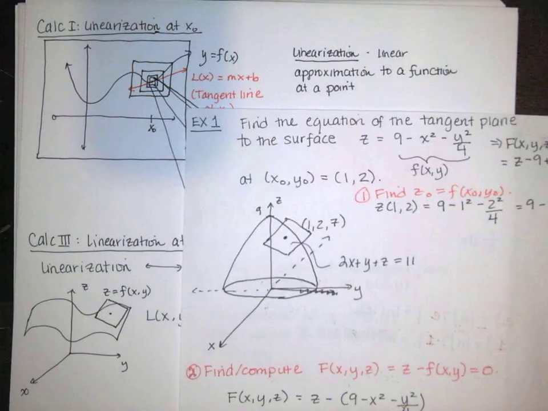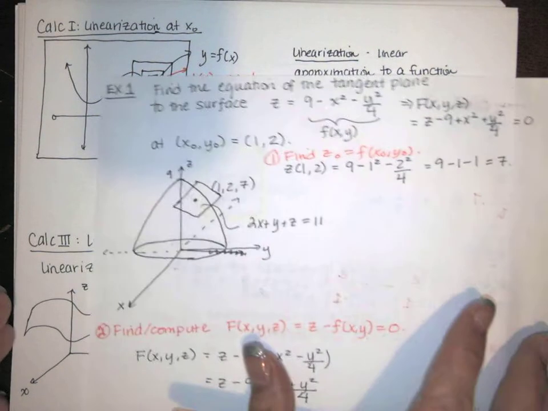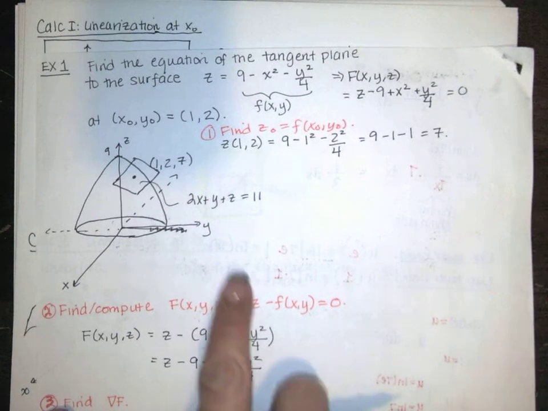Last example, this was also from the last video. We were right here. To find the linearization, we solve this for z.